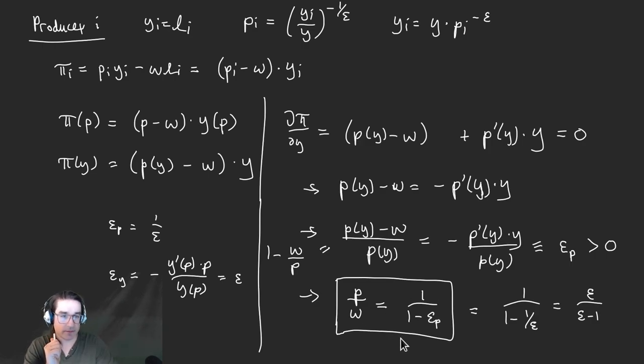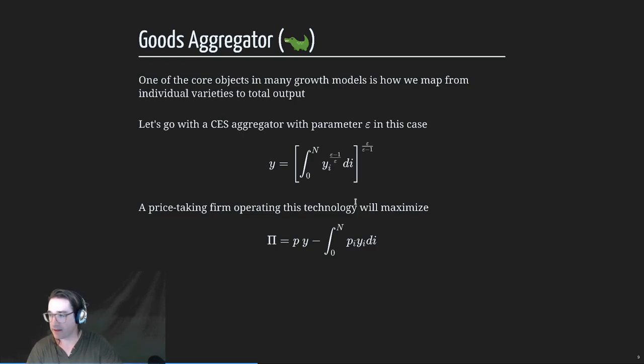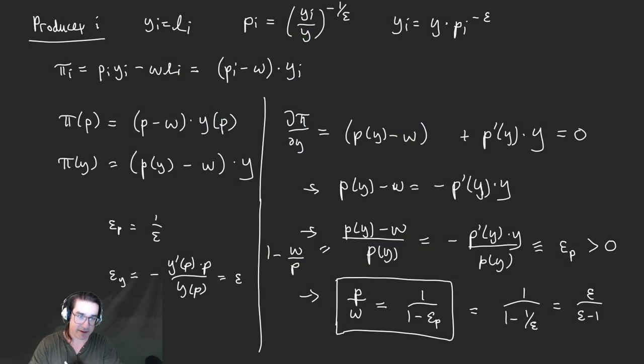Maybe we should think about it in terms of epsilon. As epsilon goes to infinity, remember in our goods aggregator in the slides, let me pull that up. Sorry, I was looking at the wrong thing. If we go back to the slides, this is going to be converging to a linear function as epsilon goes to infinity. And then back to the written notes, you can see that this is going to converge to one.